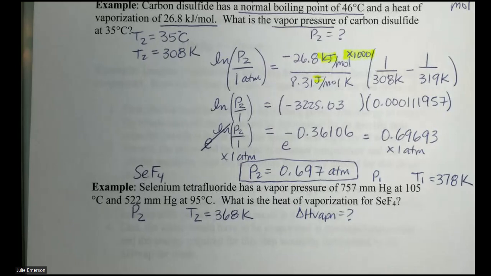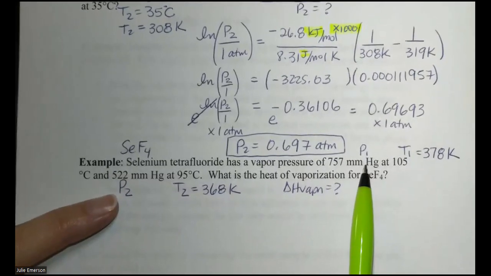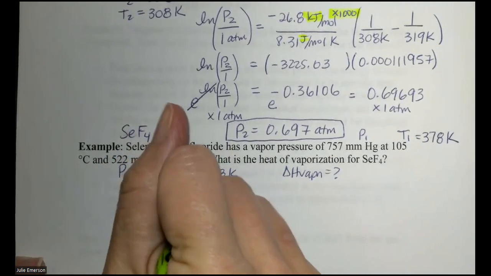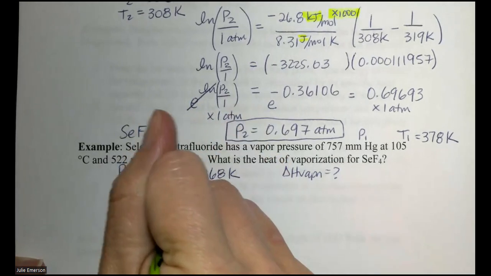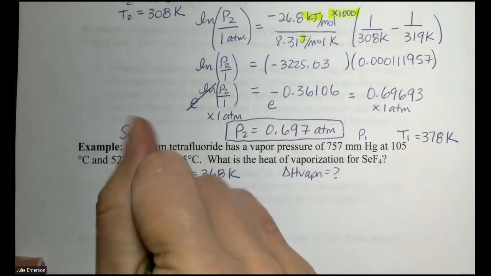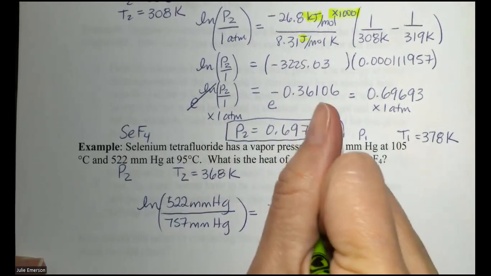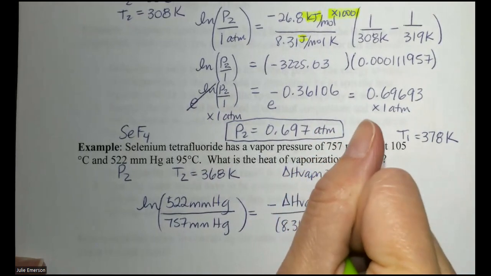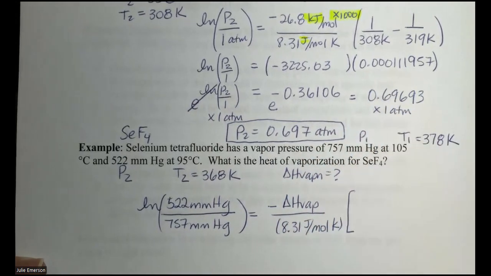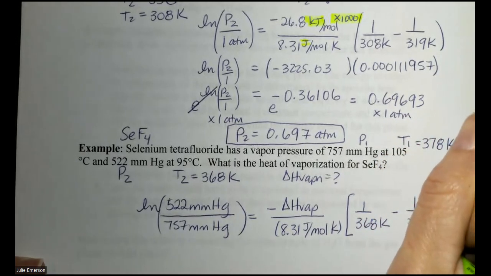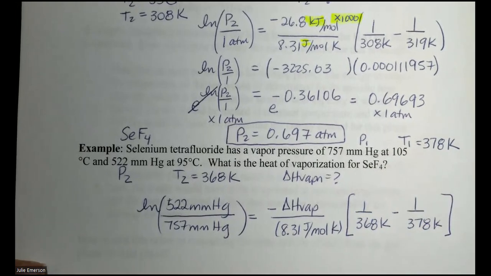All right, so we have our 2 temperatures in Kelvin. We have our 2 pressures. Doesn't matter that it's in millimeters of mercury here. We need to solve for heat of vaporization. So our formula is Ln of P2, 522 millimeters of mercury, divided by P1, 757 millimeters of mercury, is equal to negative heat of vaporization. Don't know what that is, so we're going to leave that as an X. R, 8.31 joule per mole Kelvin. And then we'd have the inverse of T2, 368, minus the inverse of T1, 378.